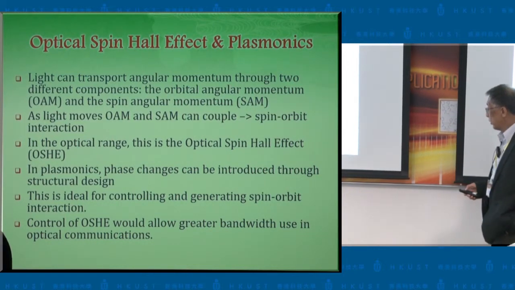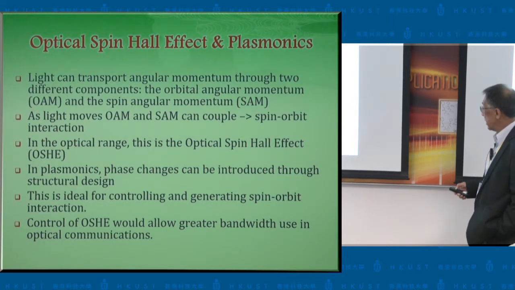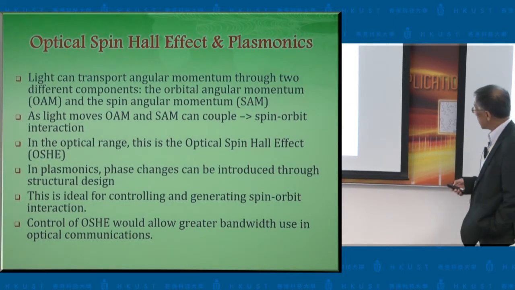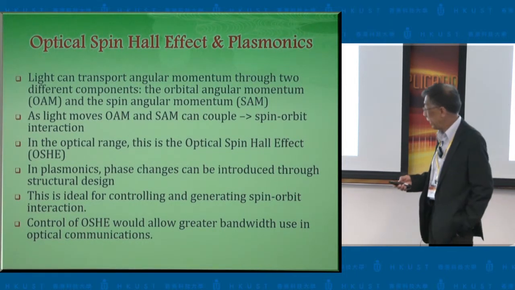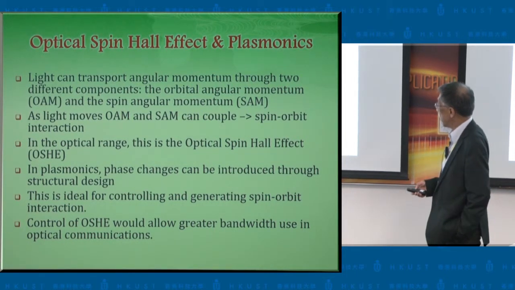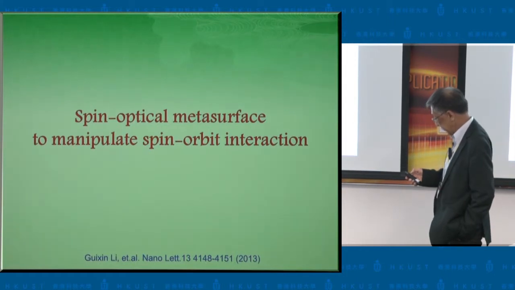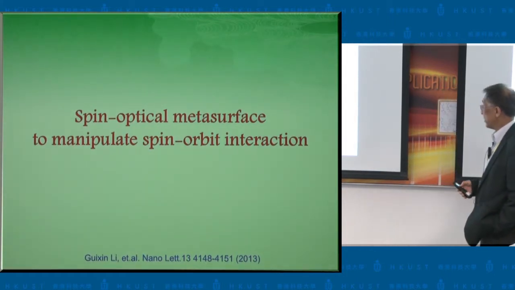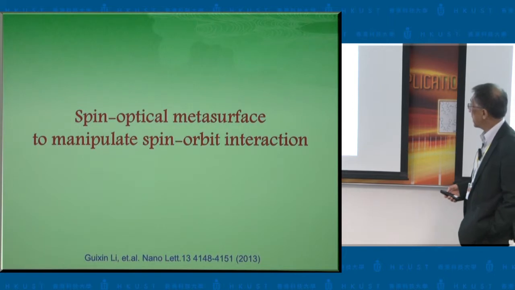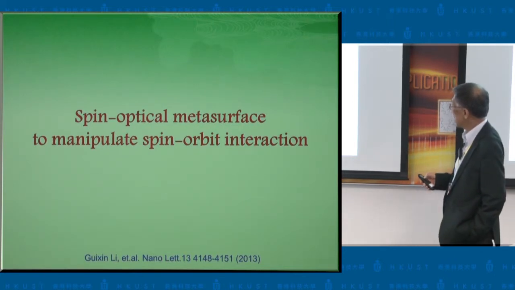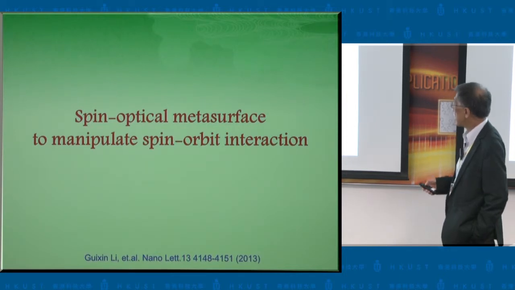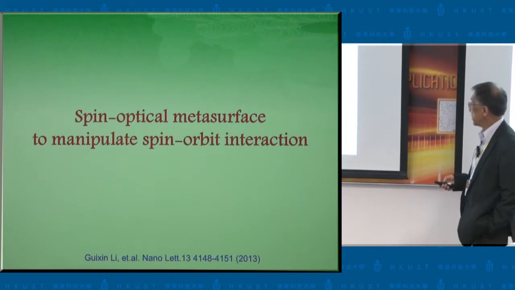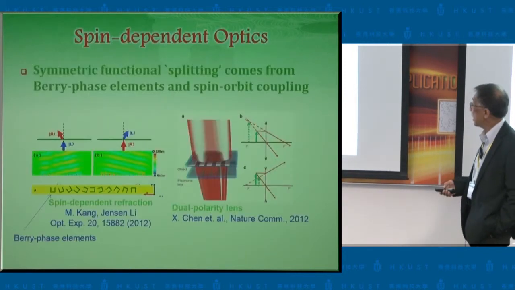That sort of control will allow us to introduce a broader bandwidth, for example here in optical communication. Before we do that happily, we should definitely study some of the fundamental aspects of that. So one of the things we've done is looking at the spin optical metal surface to manipulate the spin orbit interaction.